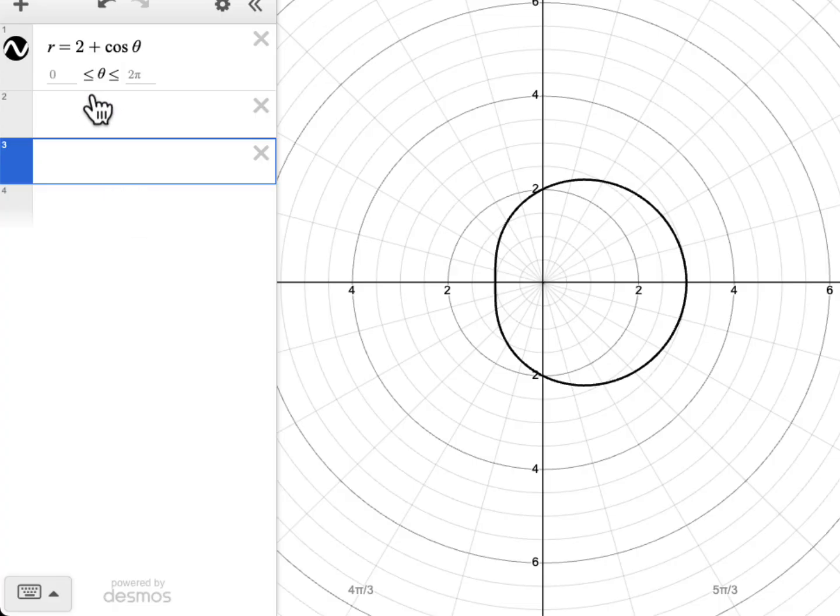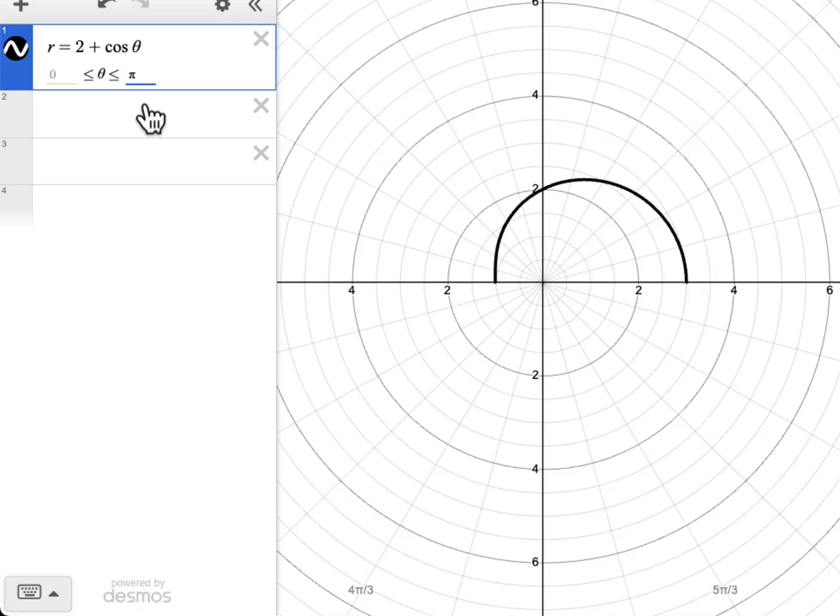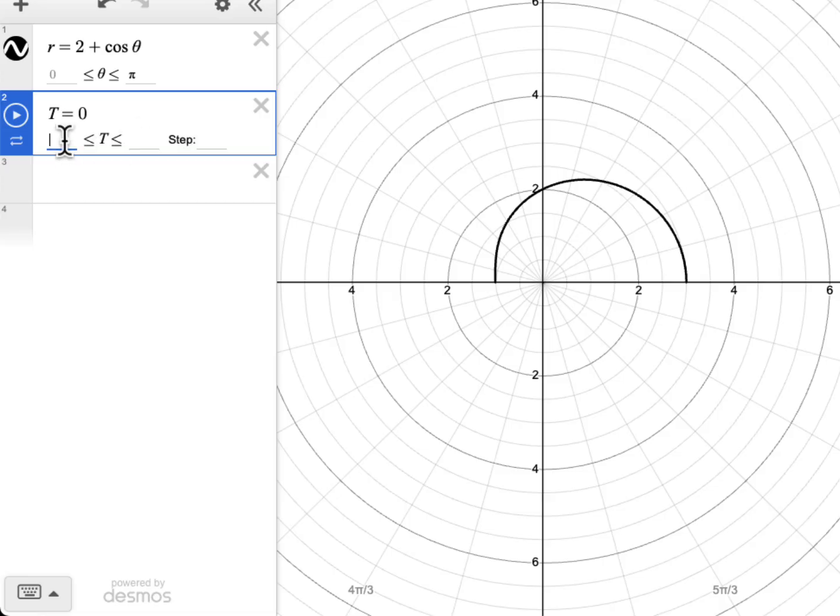Notice that theta defaults from 0 to 2 pi. You can change these to any values, and notice that if you want just the upper half of the Limaçon, you can go from 0 to pi. To animate this, use a slider. I'll use capital T to represent my theta that is changing. Let t be 0, and then let's put 0 as the lower limit of t, and 2 pi as the upper limit of t, and 0.01 as the step size.